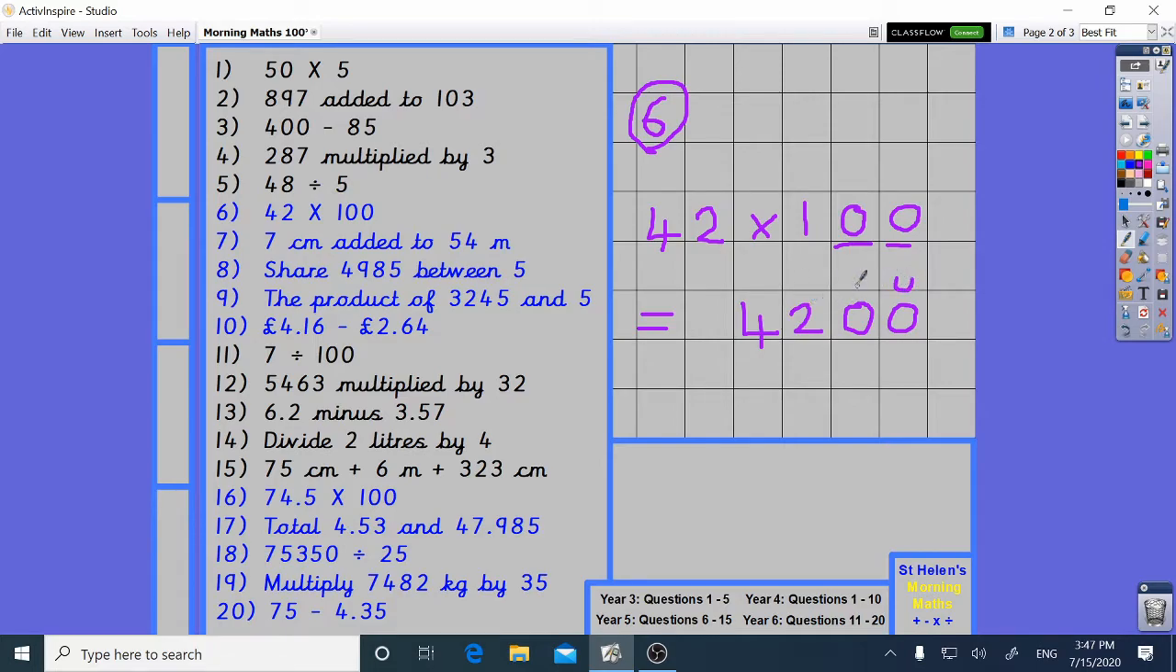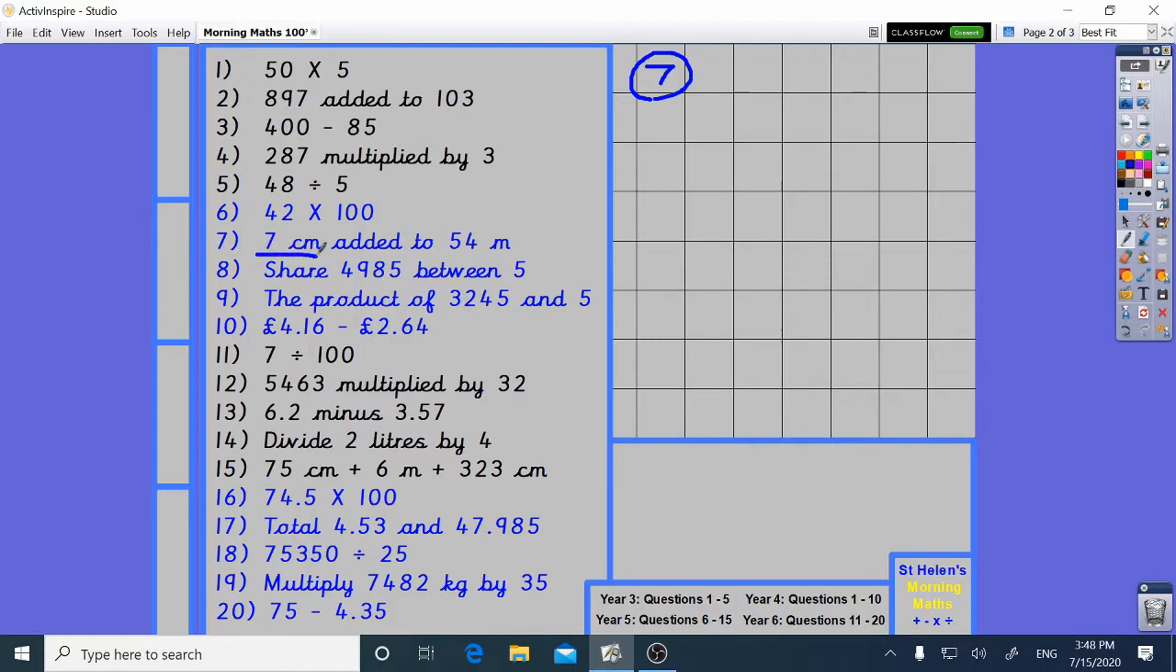4,200 units, 420 tens, 42 hundreds, or 4,200. Lots of different ways of saying that number, isn't it? Let's go on to question 7. If you've done this before me, I wonder if I tricked you on this. I was trying to trick you on this.